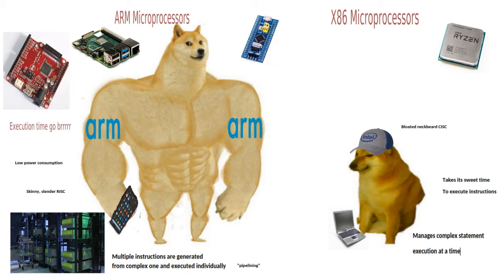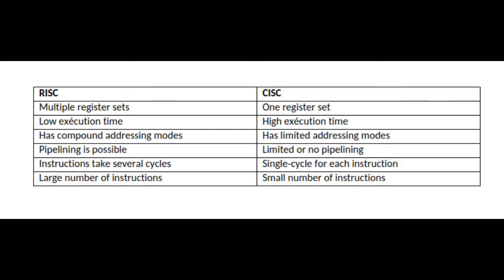Another example is that pipelining of instructions is easy in ARM processors, as opposed to x86 processors, where it's limited, or not present at all. Also, the difference between ARM processors and x86 processors is that ARM processors follow a RISC architecture, while x86 processors are a CISC architecture.